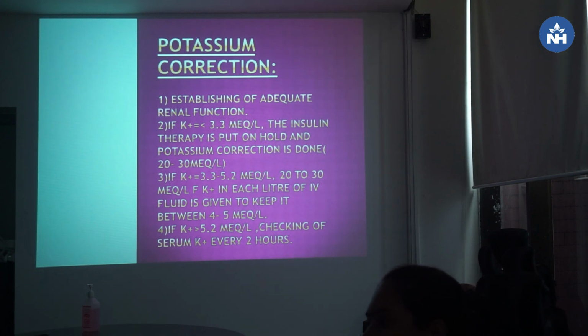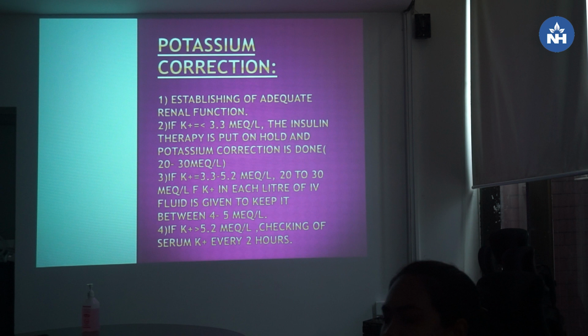So if it is very low to start with, then it will drop to a dangerously low level. So you have to first correct it. If it is normal, it will still drop, so you have to correct it. If it is high, it will still drop. So I would probably start with a little bit of potassium, even if it is 5.2 or so, unless your creatinine is high or you're not sure about the urine output.